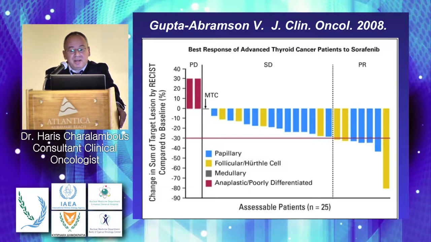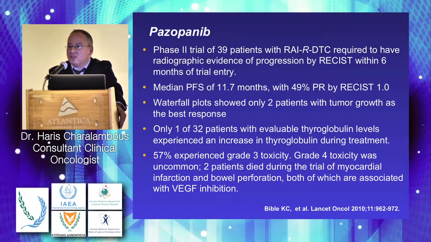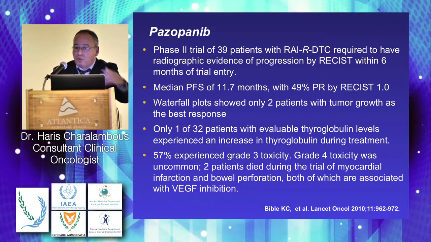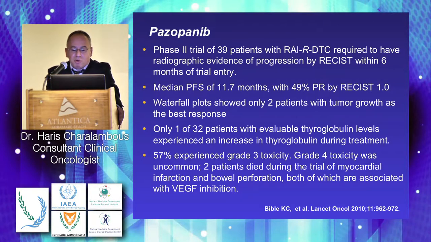And here again, you can see different studies for sorafenib, the drug for which we've got more data than other drugs. Pazopanib, again, was mentioned before, and also seems very promising. We only have phase two data. Again, the response rate appears to be quite high, at least in this study. So this is 49% PR by RECIST, so that's important.